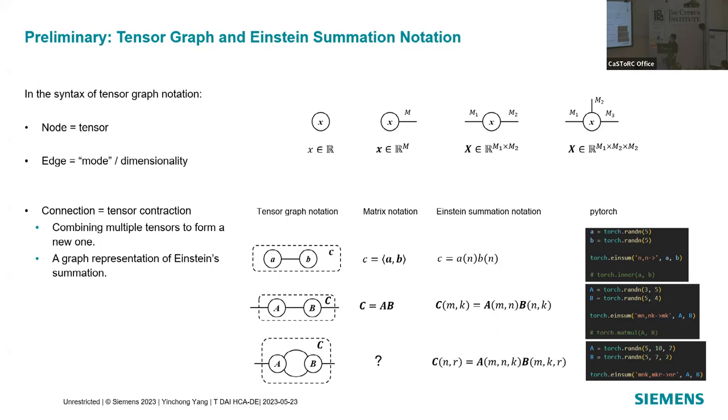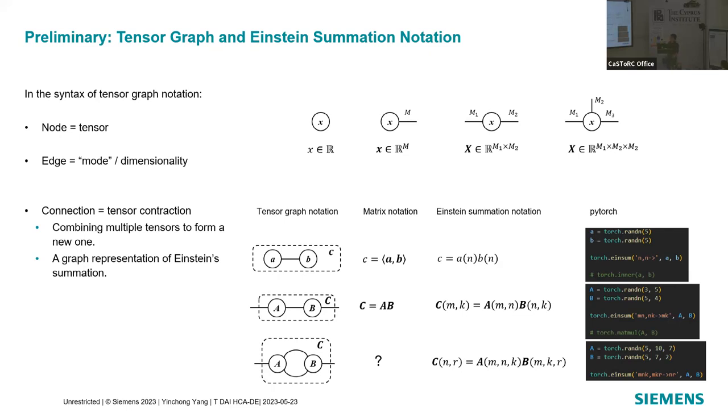The second rule is that in such an equation, in such an operation, if there's one index that appears more than once, then that is the mode that we are going to merge, to contract these two tensors with. So this is the mode that is supposed to disappear in the tensor graph notation.